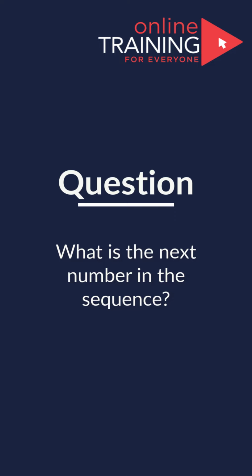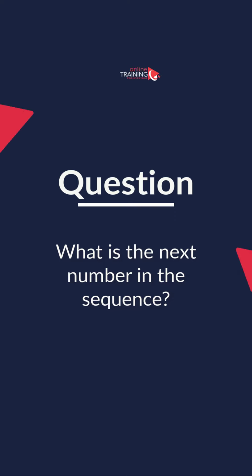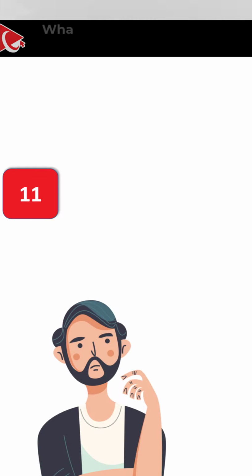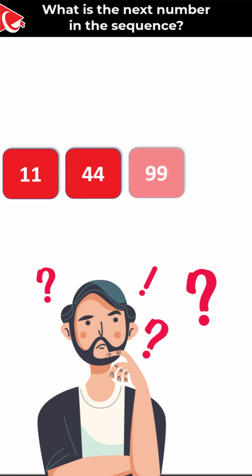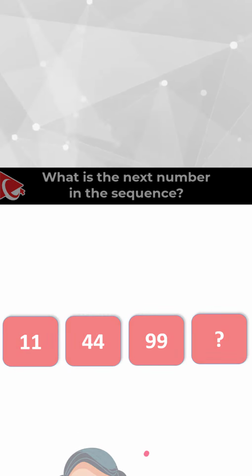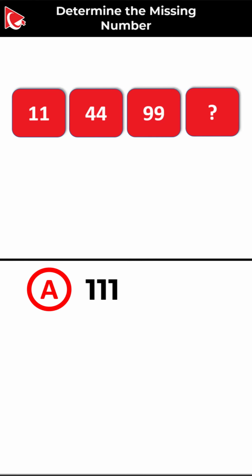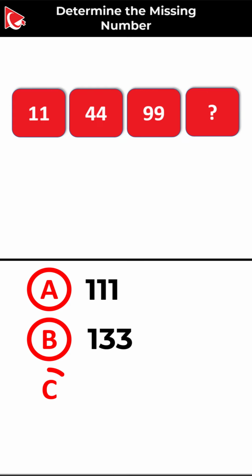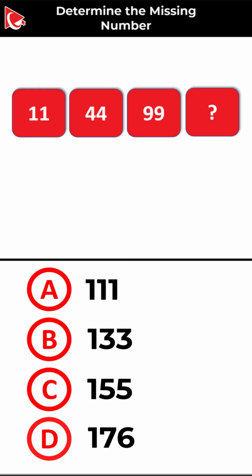Here's the interesting question where you need to calculate the missing number. You're presented with numbers 11, 44, 99, and you need to continue the sequence and determine the missing number out of 4 possible choices. Choice A, 111, choice B, 133, choice C, 155, and choice D, 176.